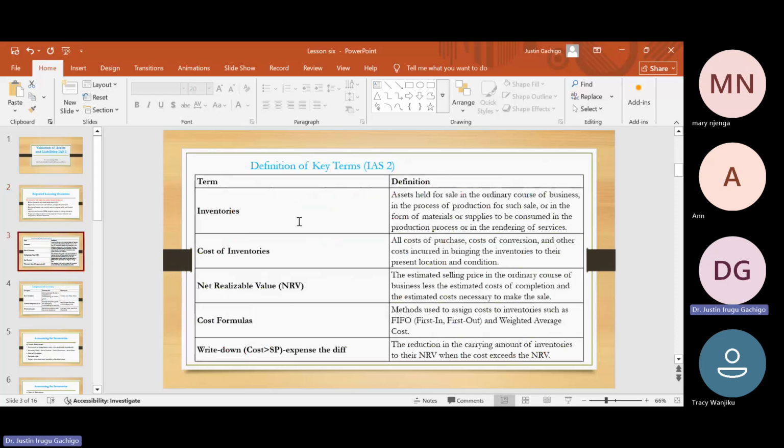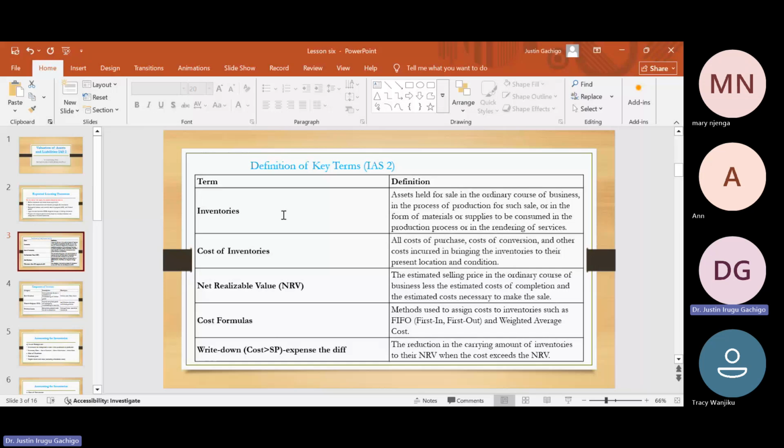So some key definitions. So inventories. These are the assets held for sale in the ordinary course of business, in the process of production for such sale, or in the form of material or supplies to be consumed in the production process or in the rendering of services. For example, if you look at the milling companies, the Joy Miller or any other, they have the various inventories.